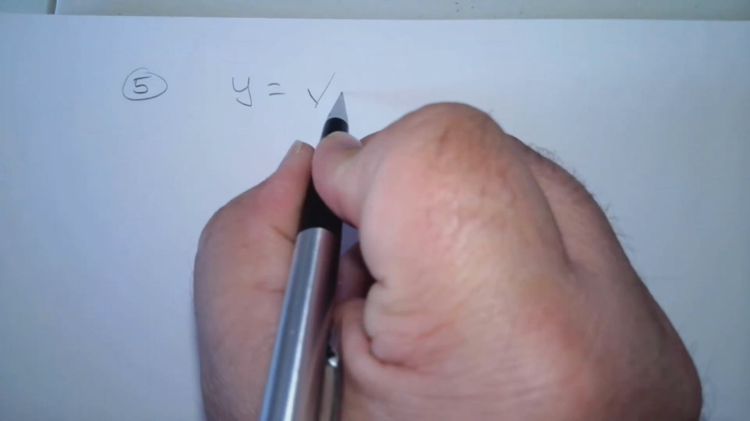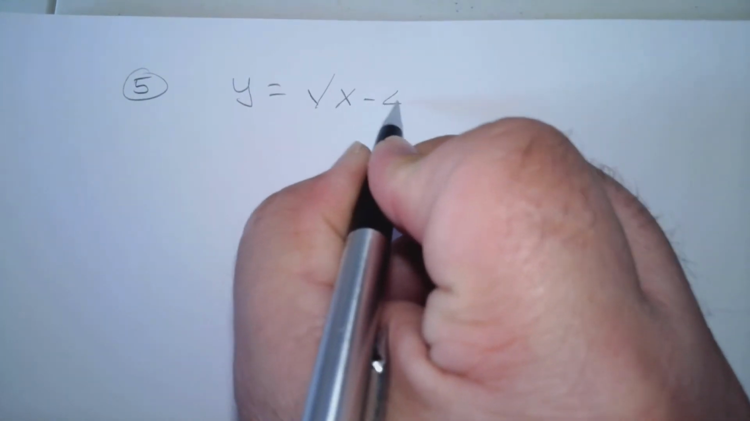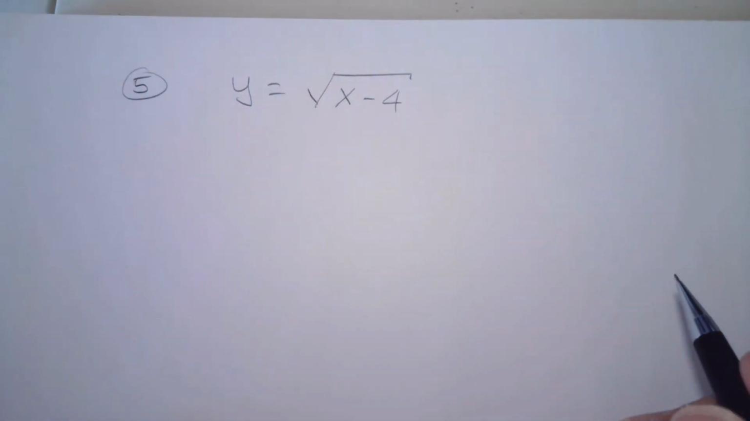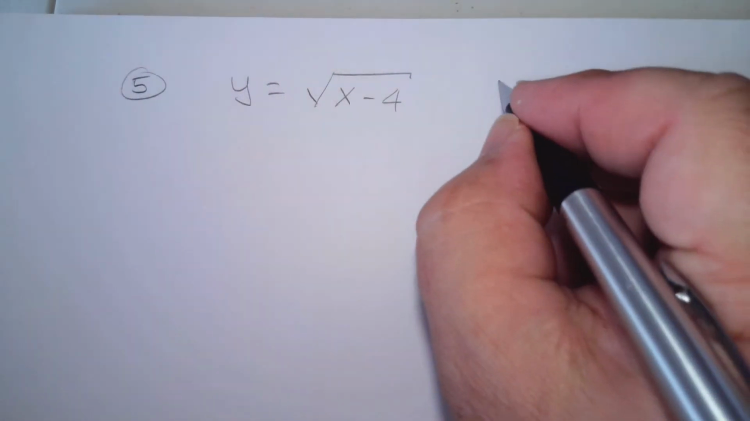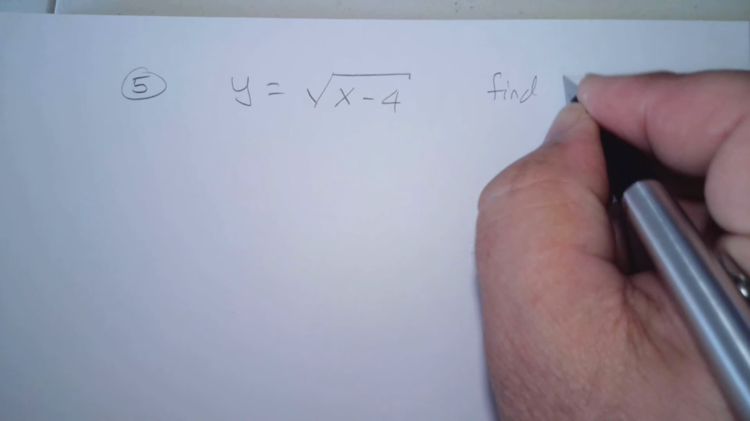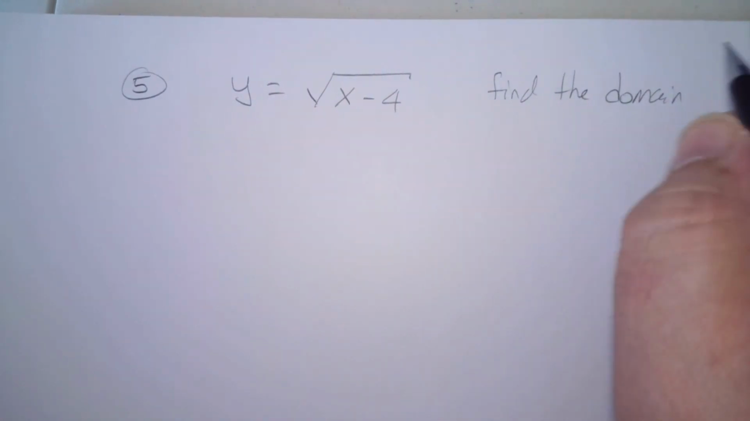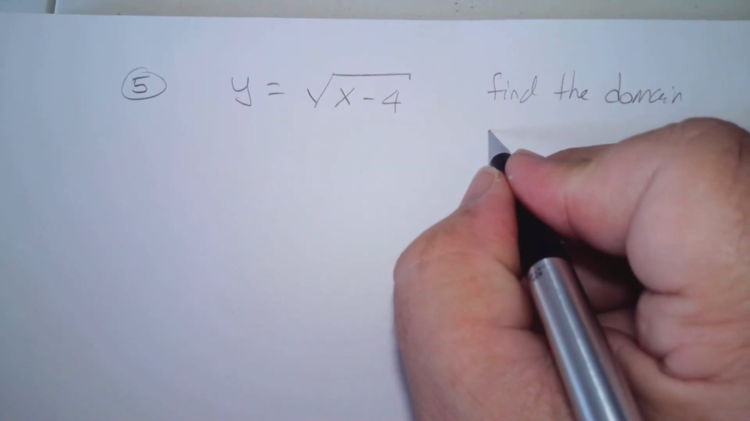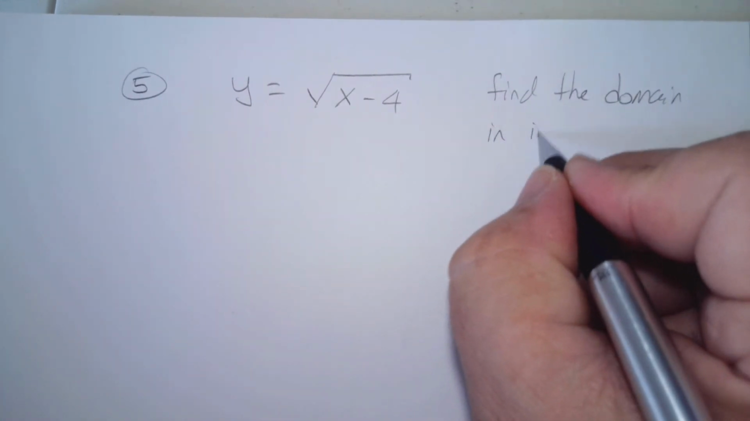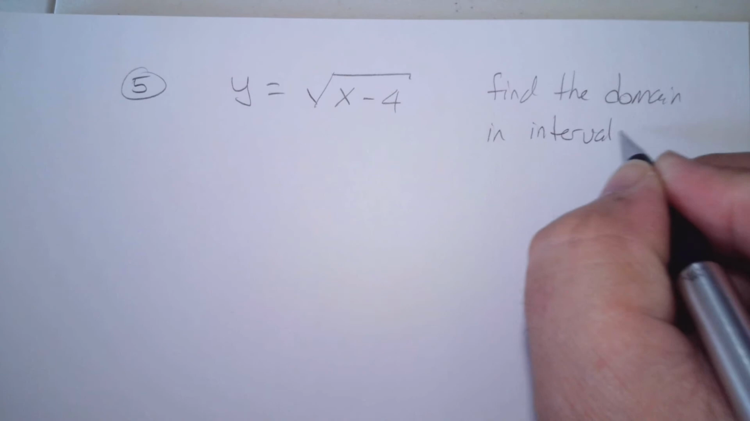Number 5. y equals square root of x minus 4. Find the domain in interval notation.